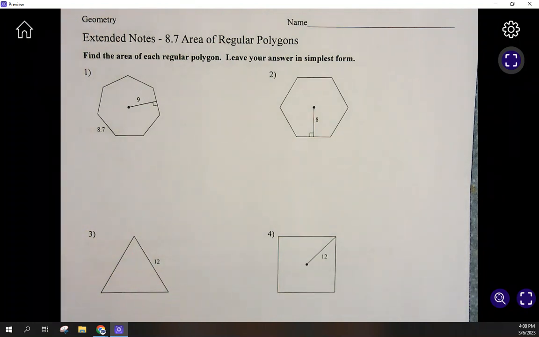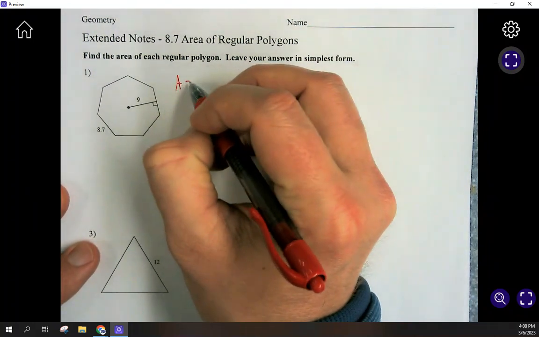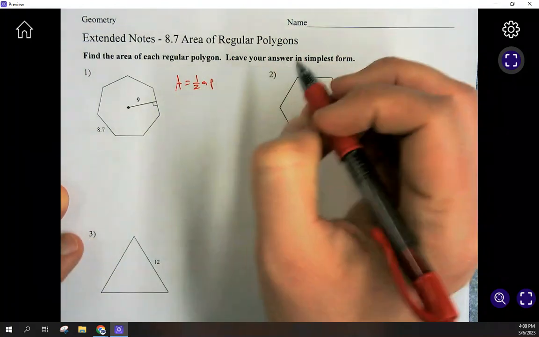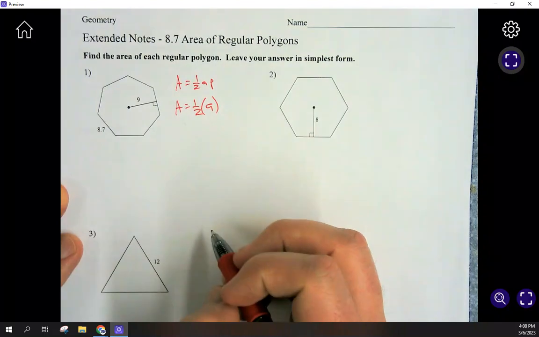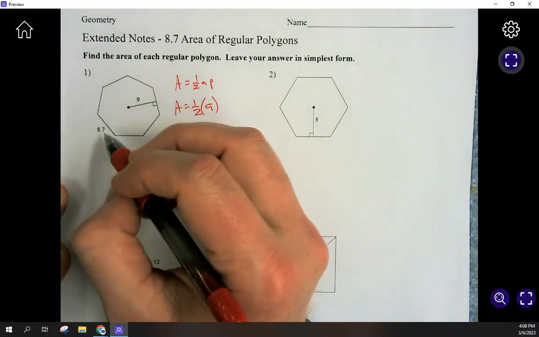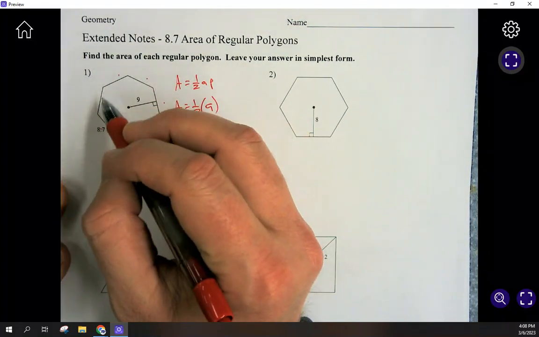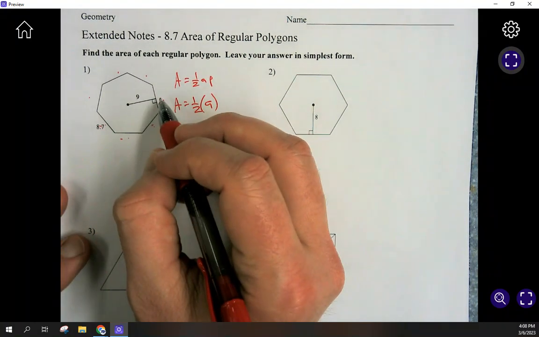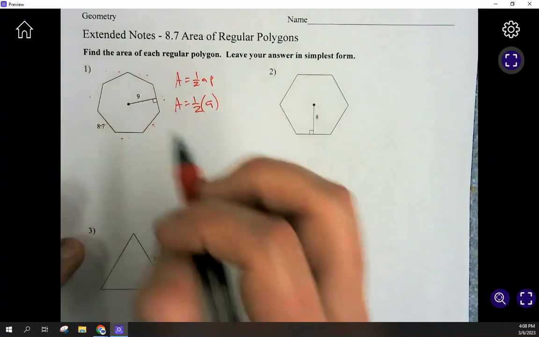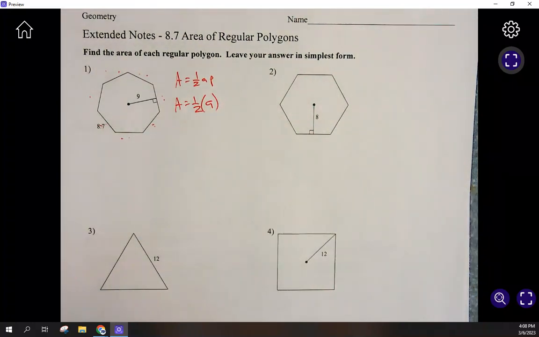All right, so each one of these is a little bit different, and we'll work our way through. The first one is very simple because all the information we need is there. So area equals 1/2 little a little p. Little a is 9. Little p, count 1, 2, 3, 4, 5, 6, 7. We got 7 sides. So let's go ahead and multiply.